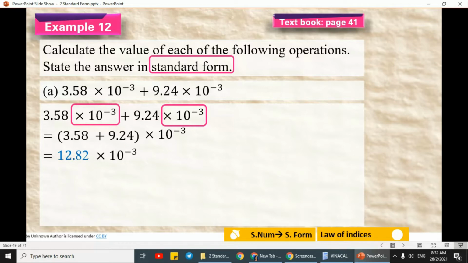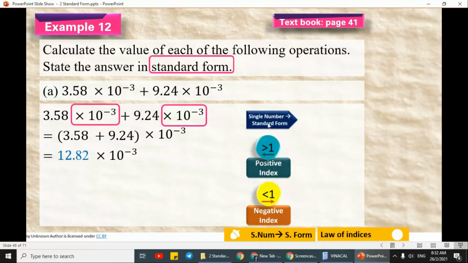Let's check, is it in standard form? No, because it is greater than 10. Standard form should be less than 10. So here we are going to move. For a single number, we move it to standard form. So this one is greater than 1.